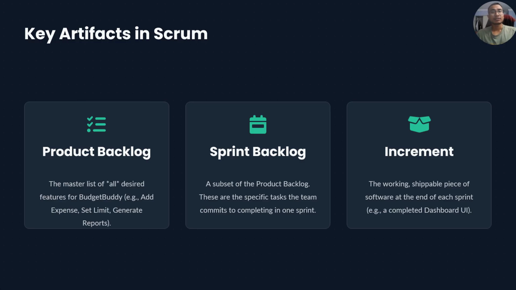Okay, so the next one is sprint backlog. Sprint backlog can be defined as the subset of product backlog. It includes the tasks to be completed within 2 weeks. So for example, sprint 1 may include dashboard UI design, sprint 2 may include add expense feature, etc.